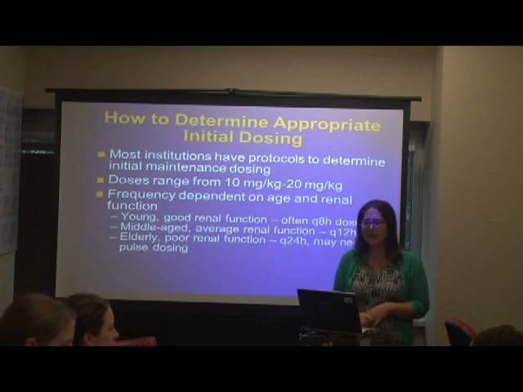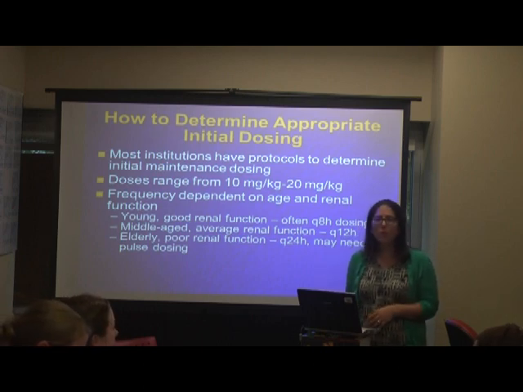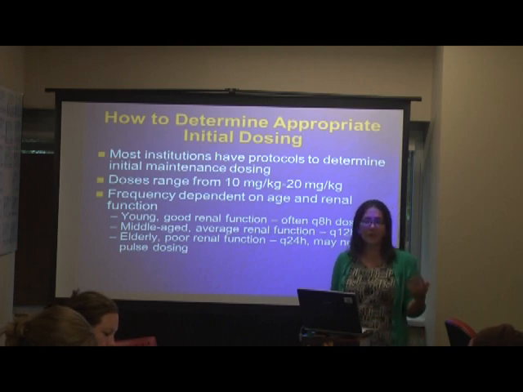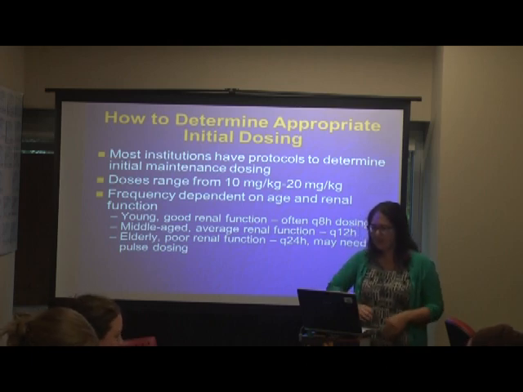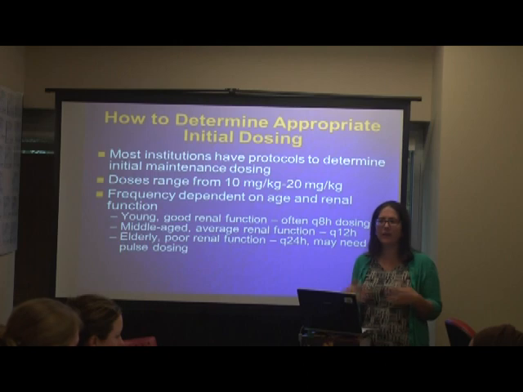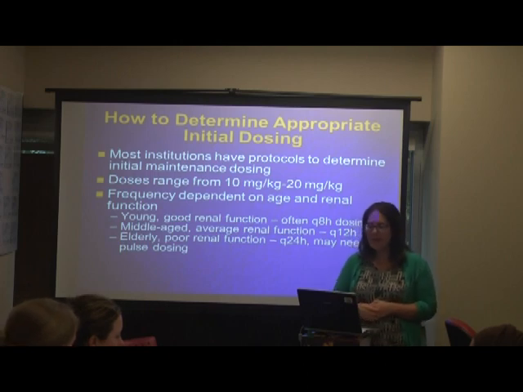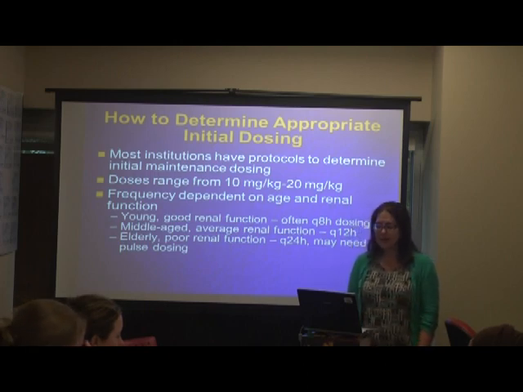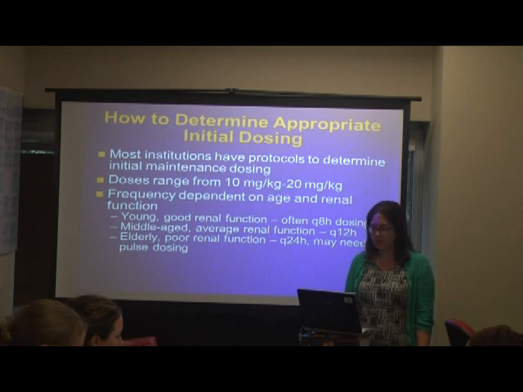So how do you determine the appropriate initial dosing? Well, most institutions do have protocols to determine initial maintenance dose, and certainly we're no exception here. The doses range from 10 milligrams per kilogram to 20 milligrams per kilogram, and the frequency is going to depend on the patient's age and their renal function.